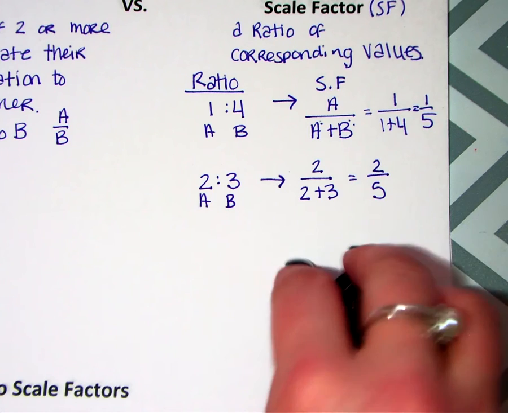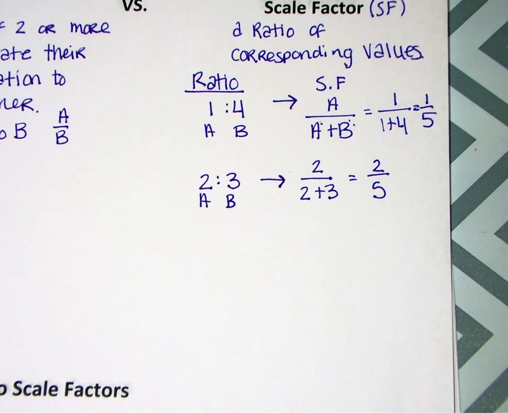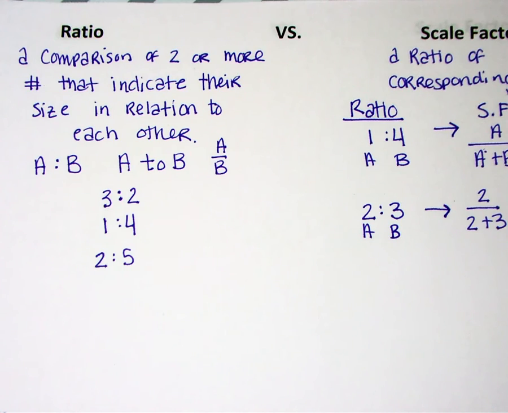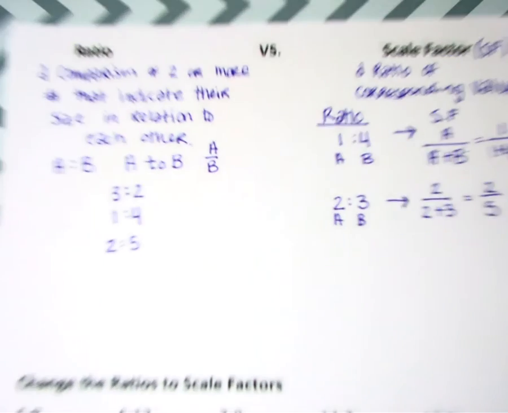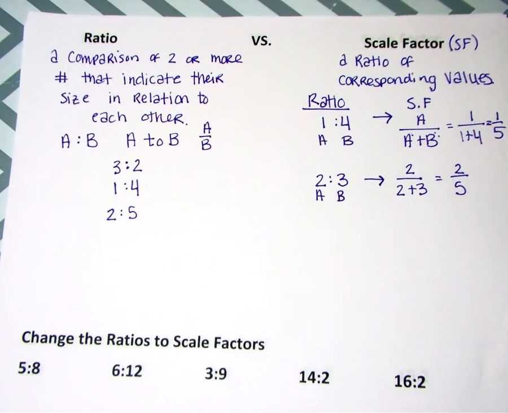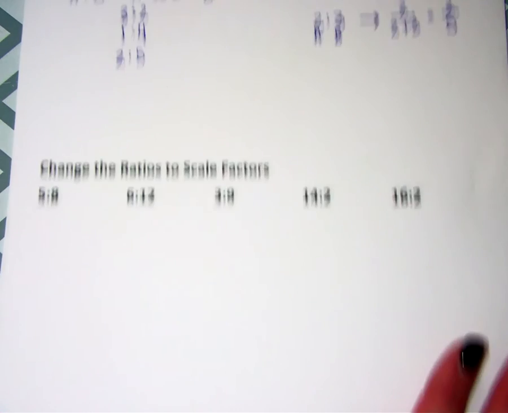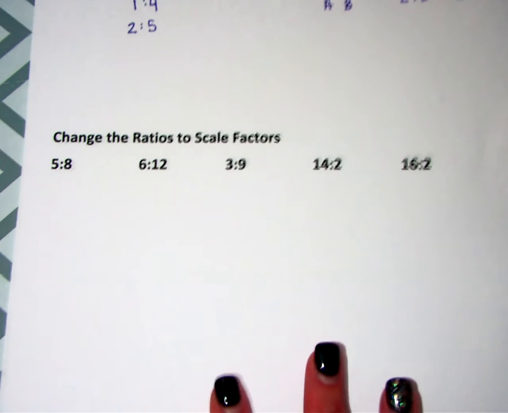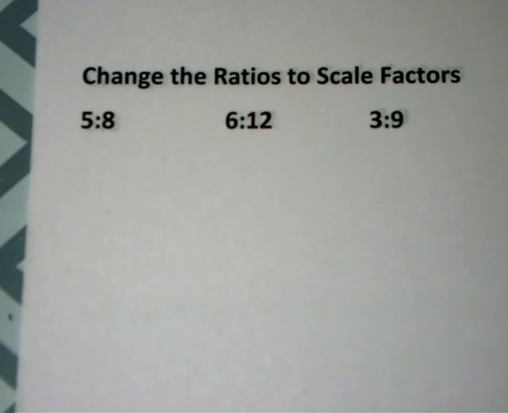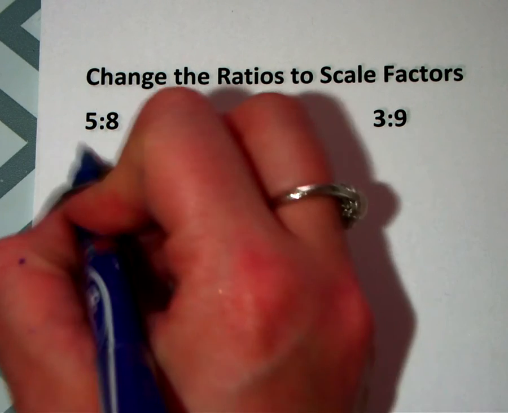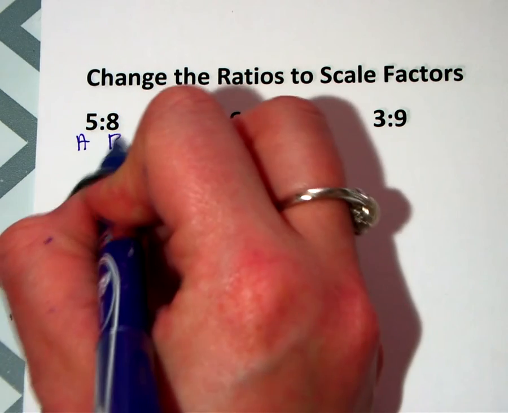So that's their similarities and differences of how scale factor and ratios are written and practiced. Ratios compare you to someone else. Scale factors compare you to the whole. So let's practice changing numbers into scale factors. We'll start with the first piece. 5 to 8. To change to a scale factor, I'm going to do an A and a B.